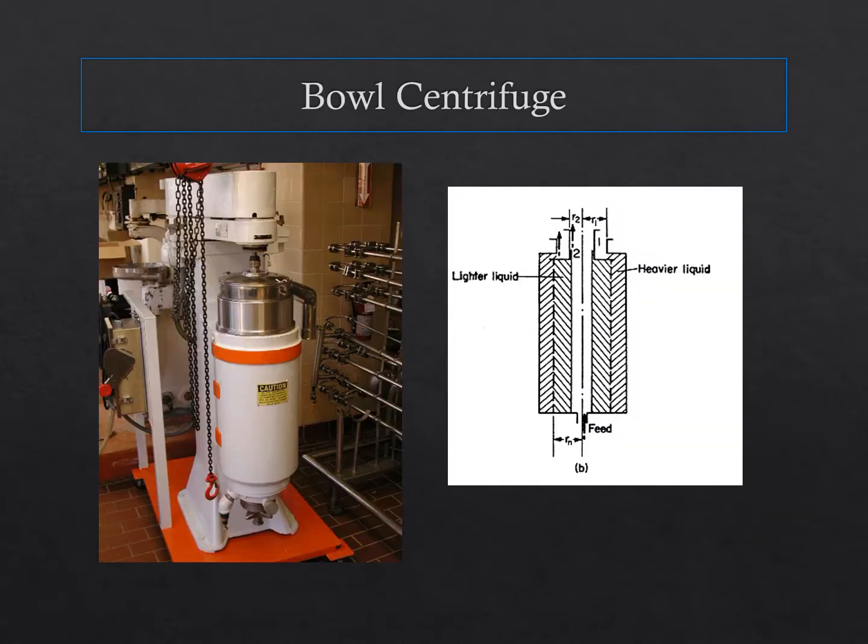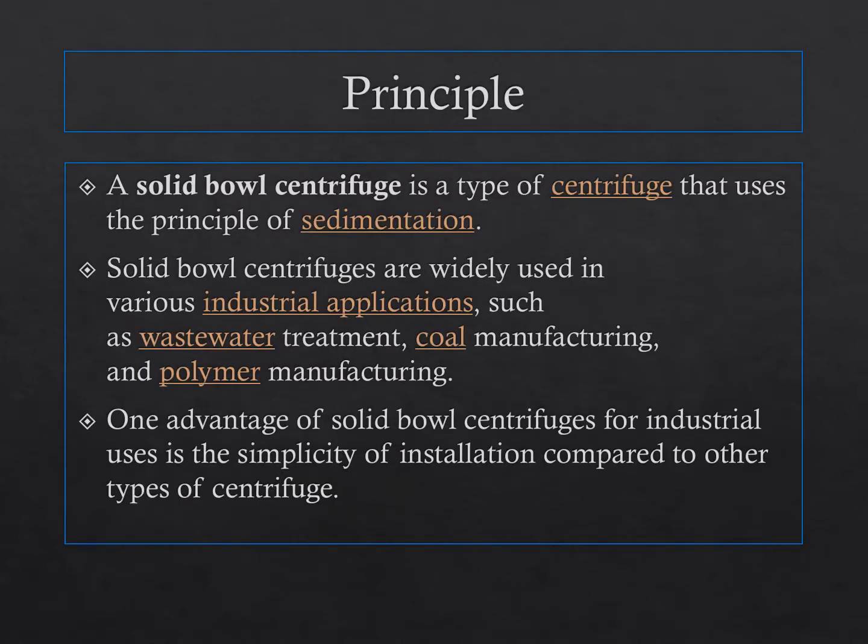And next we are going to see about bowl centrifugation. The principle: a solid bowl centrifuge is a type of centrifuge that uses the principle of sedimentation. Solid bowl centrifuges are widely used in various industrial applications such as wastewater treatment, coal manufacturing, and polymer manufacturing. One advantage of solid bowl centrifuges for industrial uses is the simplicity of installation compared to other types of centrifuges.